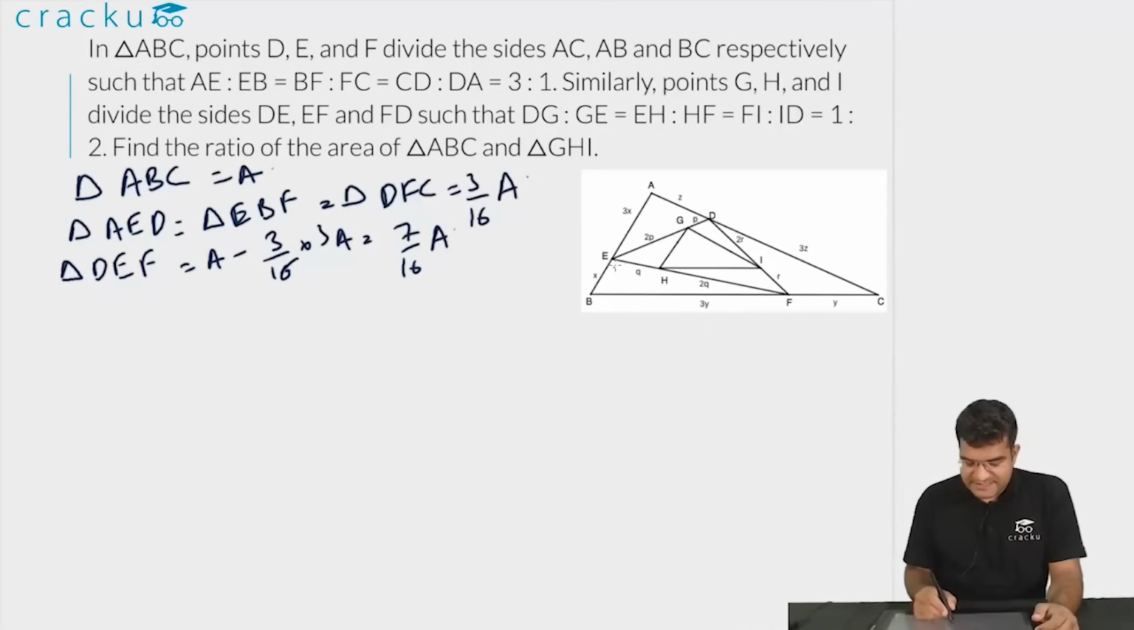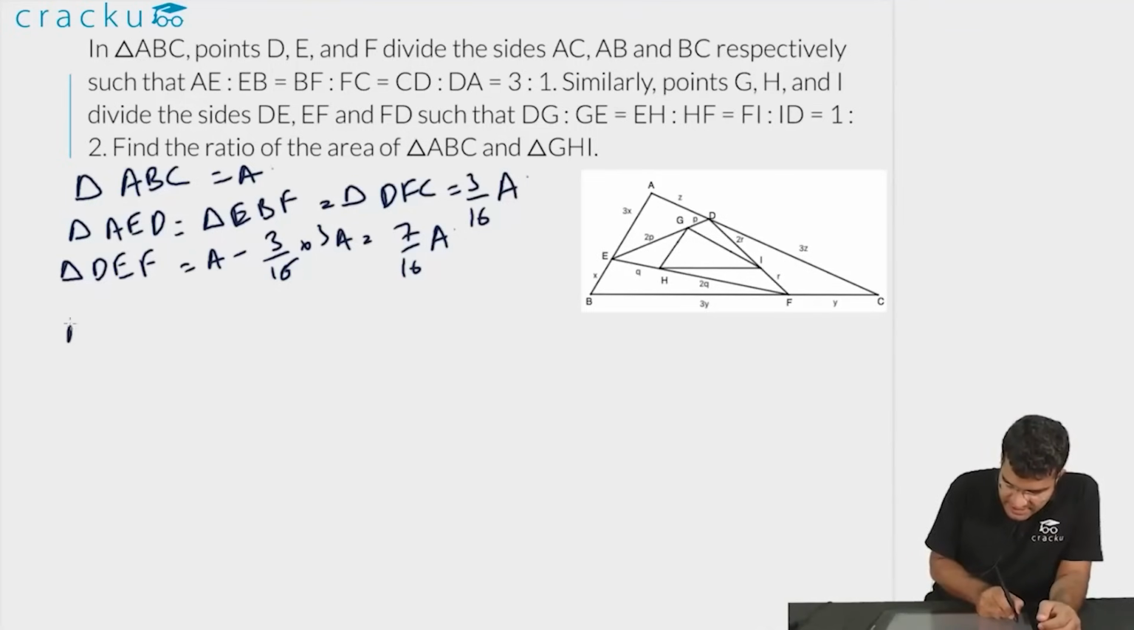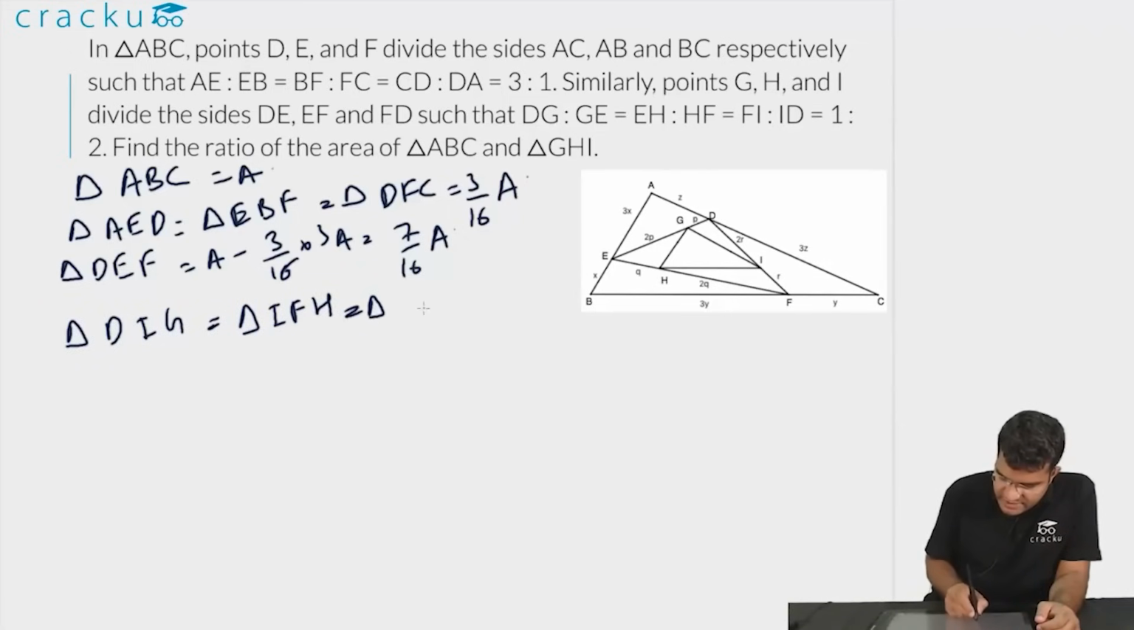Now we applied the same rule, the sine rule, to find out the areas of the three smaller triangles inside DEF. And we found out that the area of DIG is equal to the area of IFH is equal to the area of GEH is equal to 2 by 9 into the area of DEF.